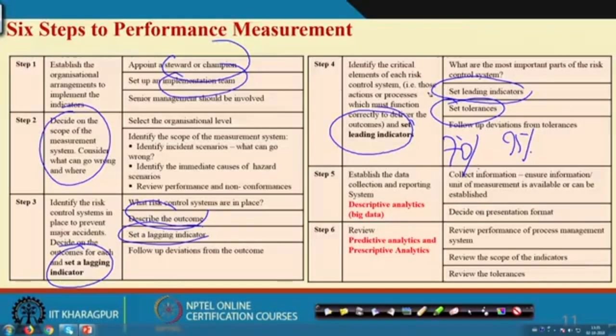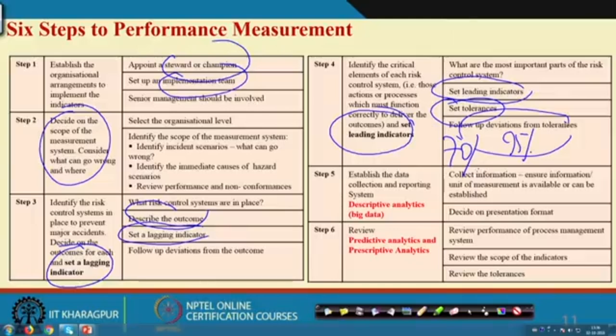and set the tolerances. By setting these tolerances, you will reduce the efforts. Otherwise, for every small deviation, you would have to become alarmed. It is something like tolerances. While manufacturing a component, if you put very tight tolerances, then the cost will be very high. Similarly, here also, if you put very tight tolerances on the leading indicators, then the efforts will be very high.